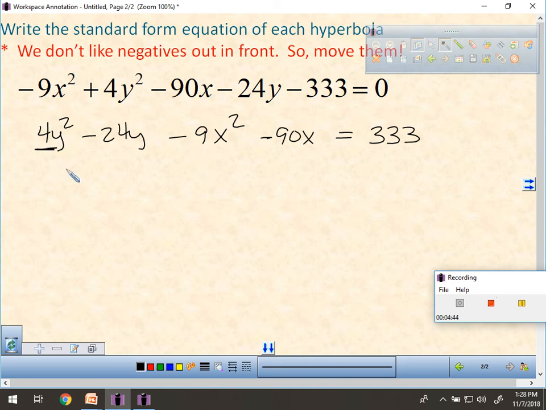Factor. Yeah, now this is where there's a little bit of a trick. The 4 is easy. Take out the 4. That'll leave you y squared minus 6y. Leave a space. And then, here's the trick, though, guys. You need to put a star right here. It's not the fact that it's a positive 9. What type of 9 is that?